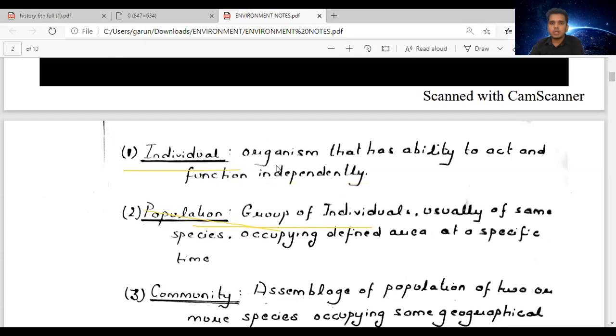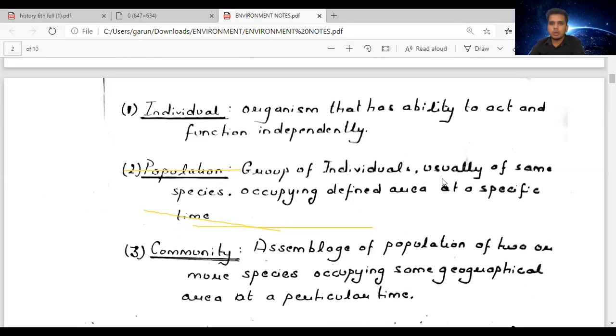Individual: an organism that has the ability to act and function independently. Population: a group of individuals, usually of the same species, occupying a defined area at a specific time.